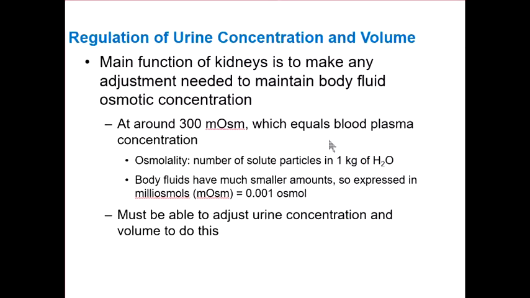So it's very important to keep our blood or our interstitial fluid, so all of our body fluids, at about 300 milliosmoles. That's our osmotic concentration in order for us to function properly. So the main function of our kidneys is to maintain that body fluid osmotic concentration by producing more urine, less urine, more dilute urine, more concentrated urine. That's what it all comes down to.